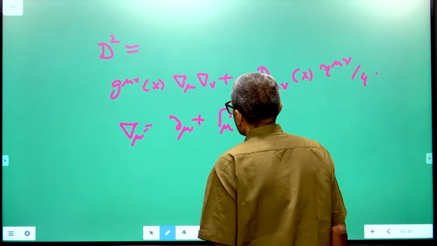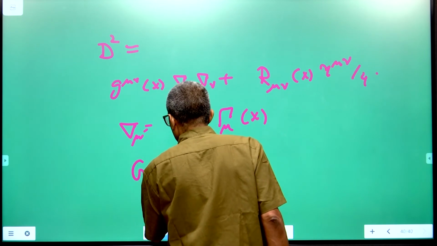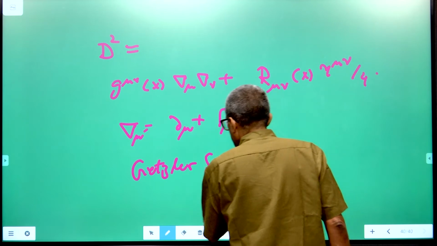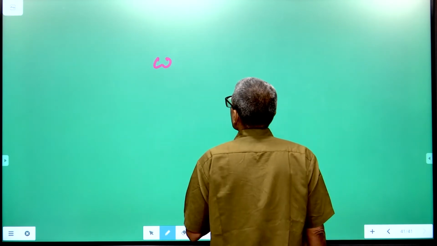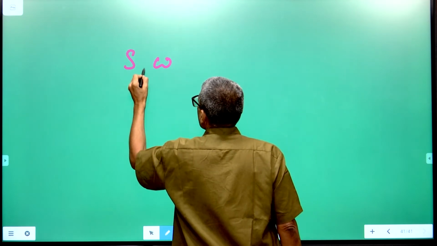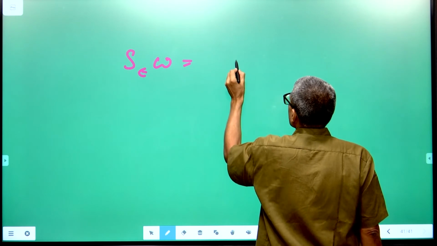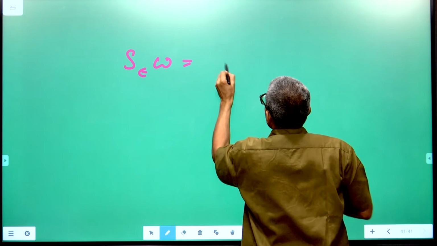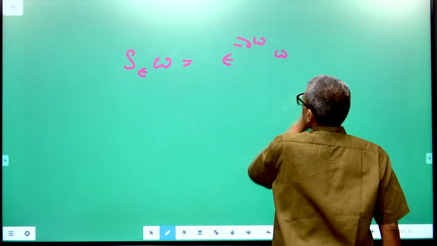So now you apply the Getzler scaling argument. What is Getzler scaling? If you take any form omega and you operate on it by S epsilon, then S epsilon omega will be nothing but epsilon to the power minus the degree of the form, multiplied by omega, where epsilon is a positive real number.